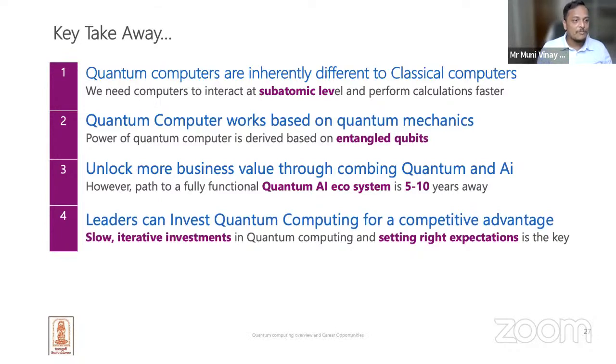Quantum computers work based on quantum mechanics. The power of quantum computing is derived from entangled qubits. As I said, if you have 300 qubits, that's the observable number of atoms in the universe. So you're able to get so much computing power that'll be equal to the observable number of atoms in the universe. And then you can unlock more business value by combining quantum and AI.